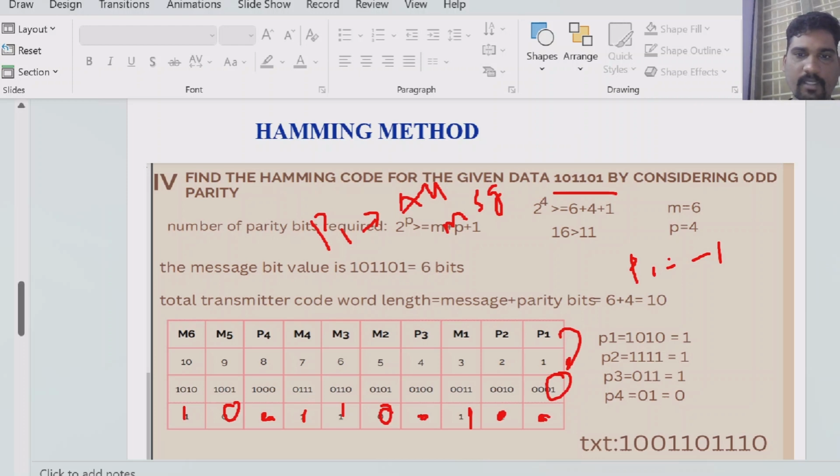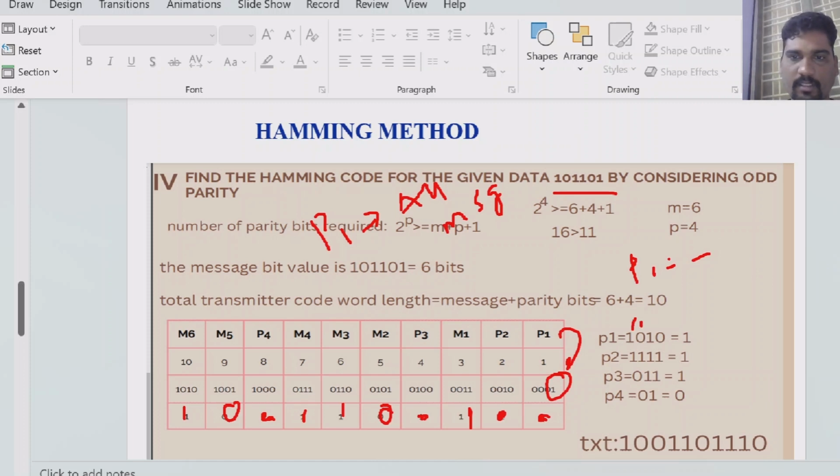Next, again compare P1 with message bit 2. Do we have LSB bit 1? Yes, here we have the LSB bit value equal to 1. You don't need to bother about the remaining 3 bit values. Just compare whether the LSB bit value is matching or not. Yes, it is matching. So what is the corresponding message bit value? The message bit value is 0. Like that we need to find out for the rest.